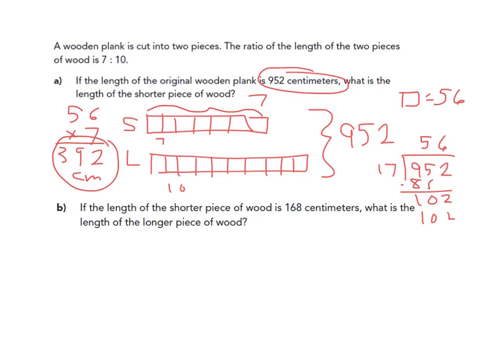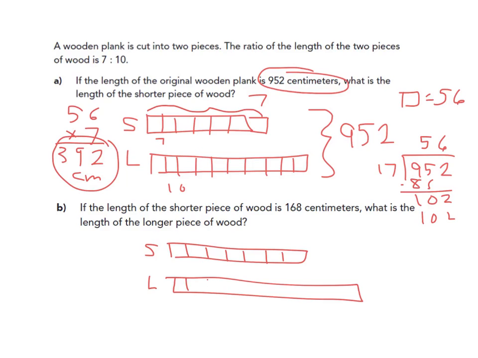For the bottom part here, if the length of the shorter piece of wood is 198, what's the length of the longer piece? Well, I'm going to use that same ratio of a shorter piece is made up of 1, 2, 3, 4, 5, 6, 7, and the longer piece is made up of 10 pieces.